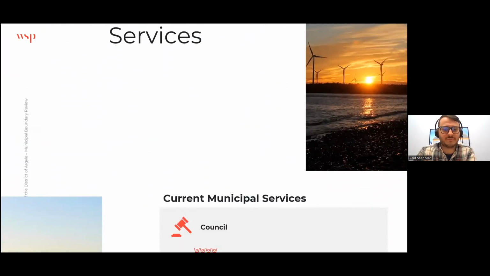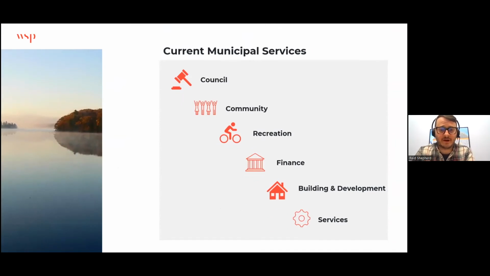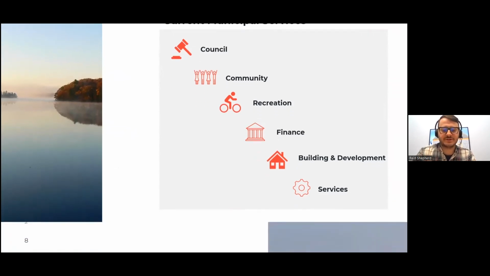Here's a bit of an overview of some of the services that the municipality offers. It's similar to other municipalities in the province, but essentially, there's the role of council. There are a lot of different community services, grants, recreation services and facilities, finance, taxation, building inspection, development services, and various other services that the municipality provides to the public.